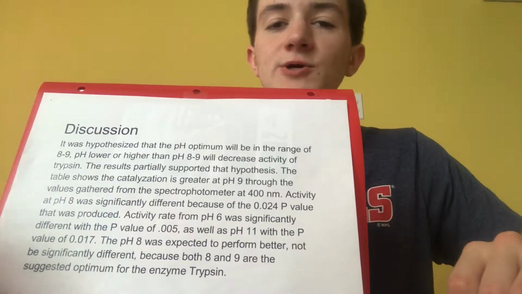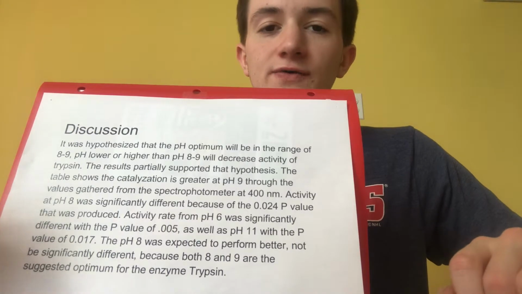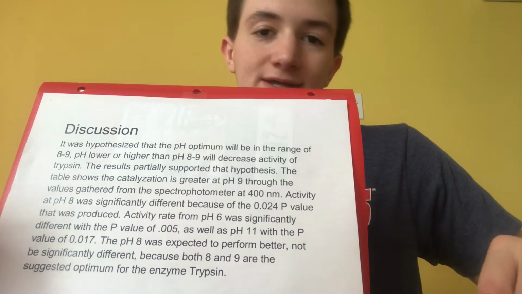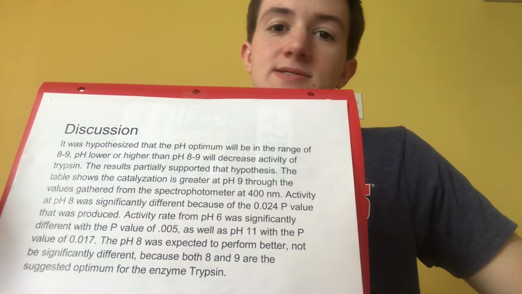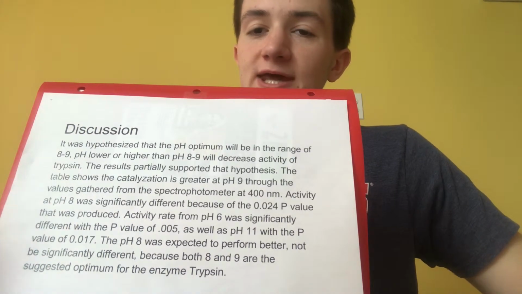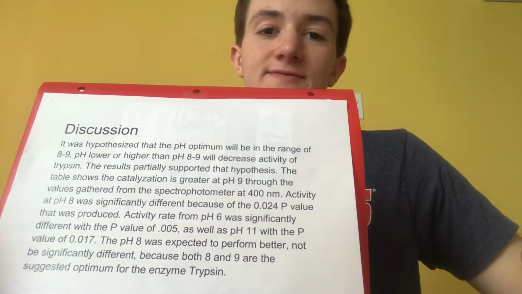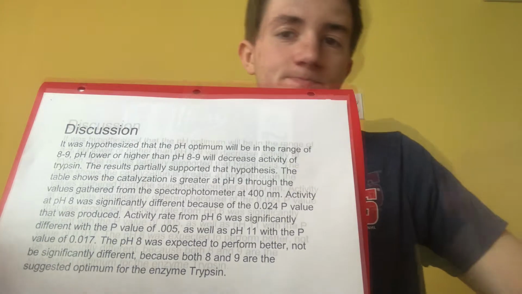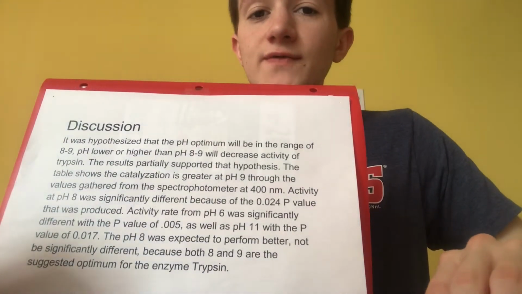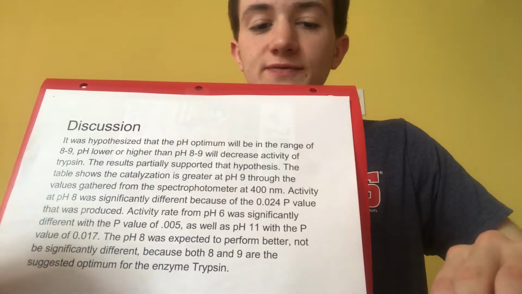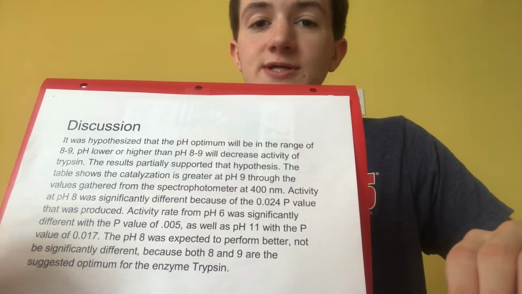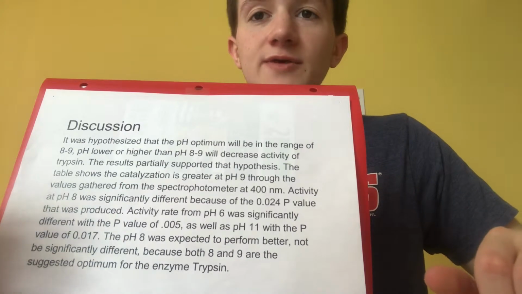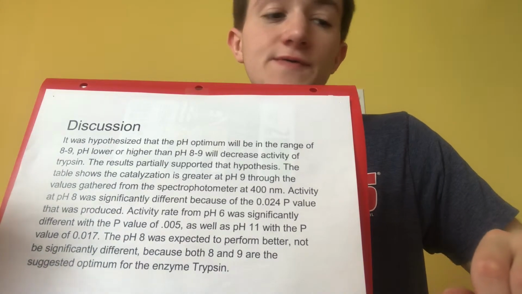pH 9 had a normalized average of 0.14, which was the highest normalized average out of all the pHs we tested. This means that pH 9 had the highest activity rate for trypsin on azocasein. As stated before, for the t-test, all of the different pHs compared to pH 9 were significantly different, the lowest being pH 6, which had a p-value of 0.005.